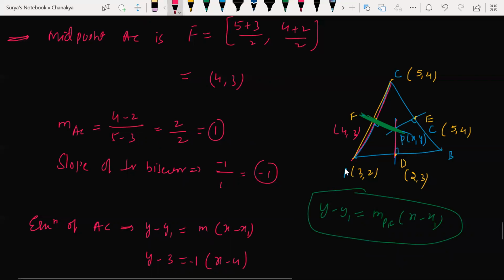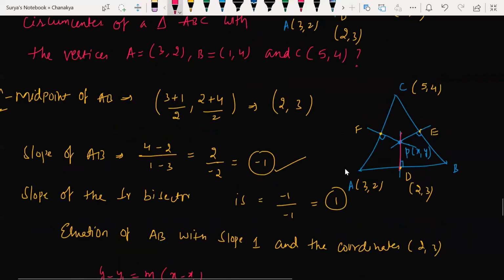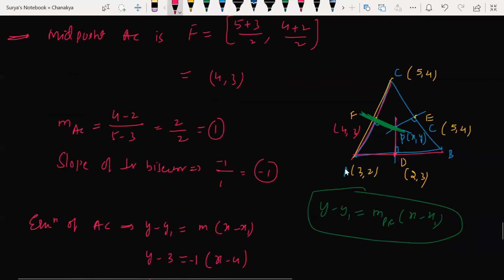Similarly, you find out the second equation. Same story. Find out the midpoint of D. How do you find out the midpoint of D? You will find it by using the B coordinates given to you, 1, 4. We just found the midpoint of AB as well, which is D. Then we find the slope of AB.